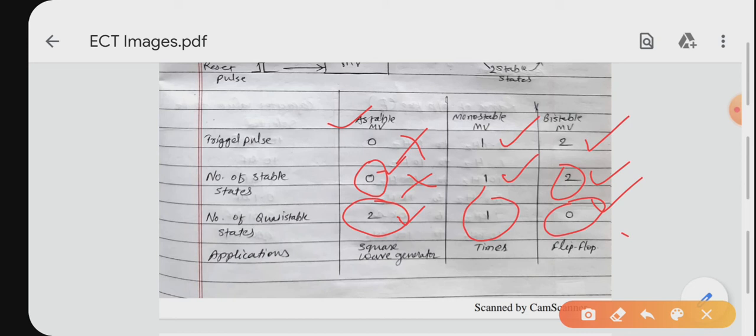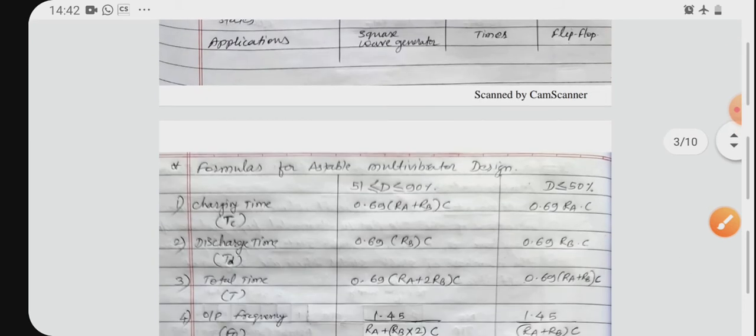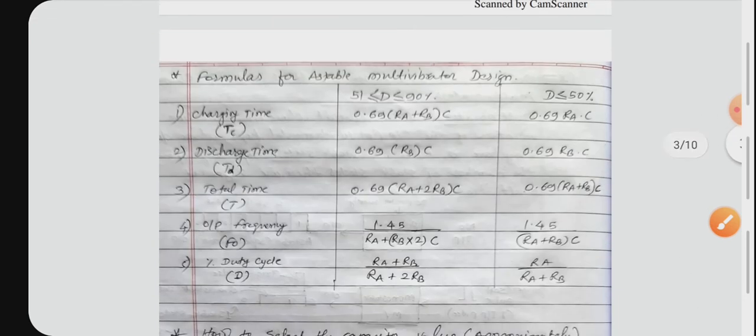Okay, so what are the applications? Astable is used as a square wave generator, monostable is used as timer, and bistable is used as a flip flop. Okay, so let us see the design of astable multivibrator.